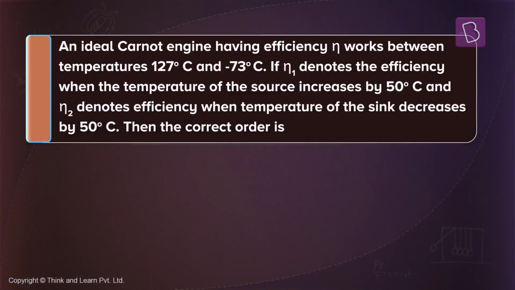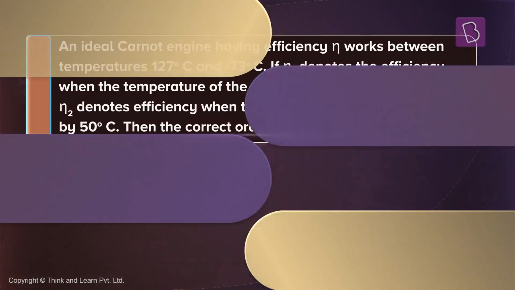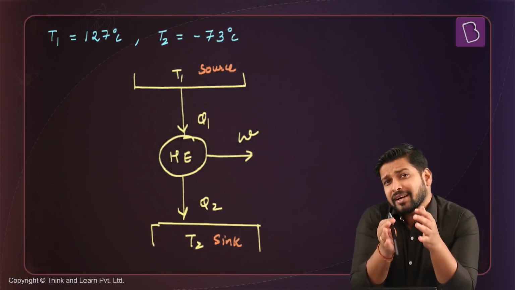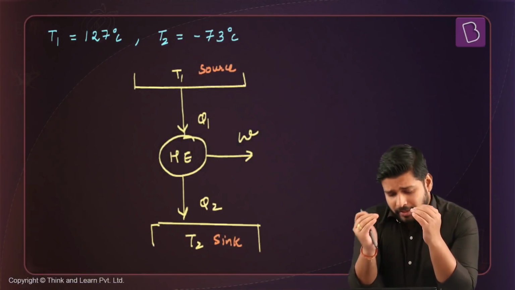So this is a question of Carnot Engine, all right? In Carnot Engine, we have source and we have sink. The engine takes in heat from the source at a higher temperature and it rejects the heat at a lower temperature to the sink, right? So we have been told that there is a Carnot engine which works at these two temperatures.